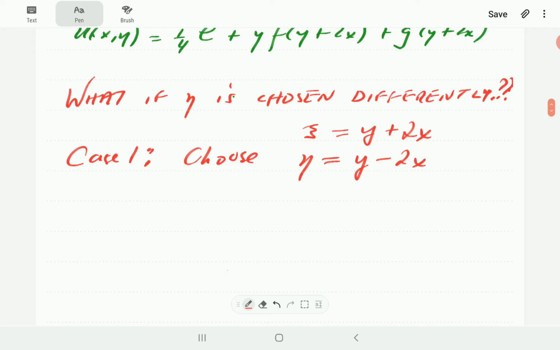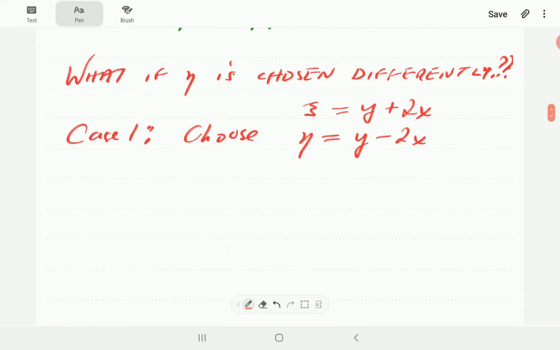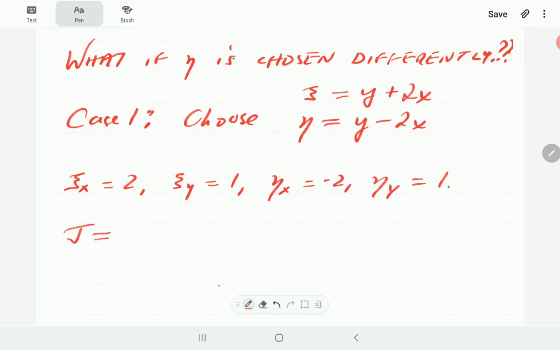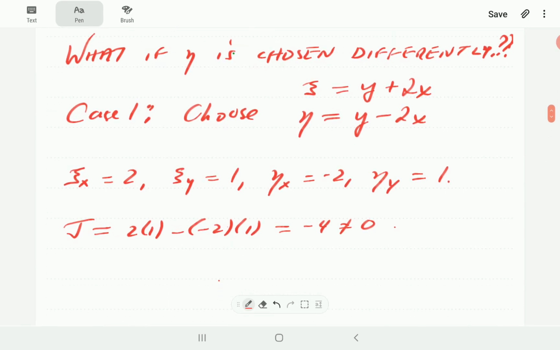The first thing we need to do, of course, is to make sure that the Jacobian is non-zero. So xi x is 2, xi y is 1, eta x is minus 2, eta y is 1. So the Jacobian is going to be equal to 2 times 1 minus negative 2 times 1. It's going to be negative 4. This is non-zero.